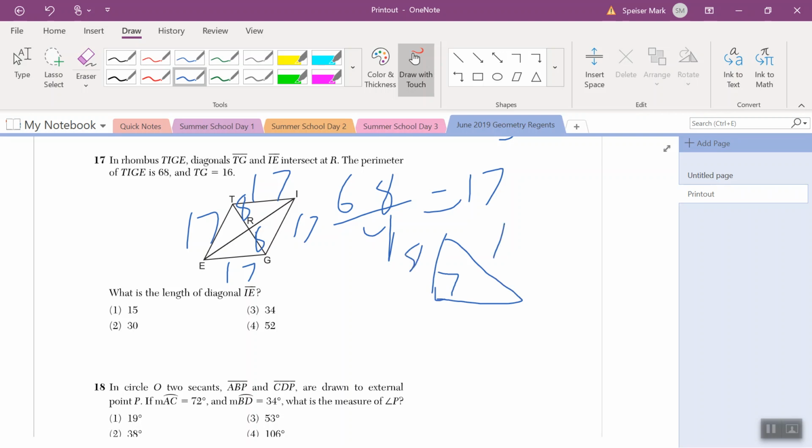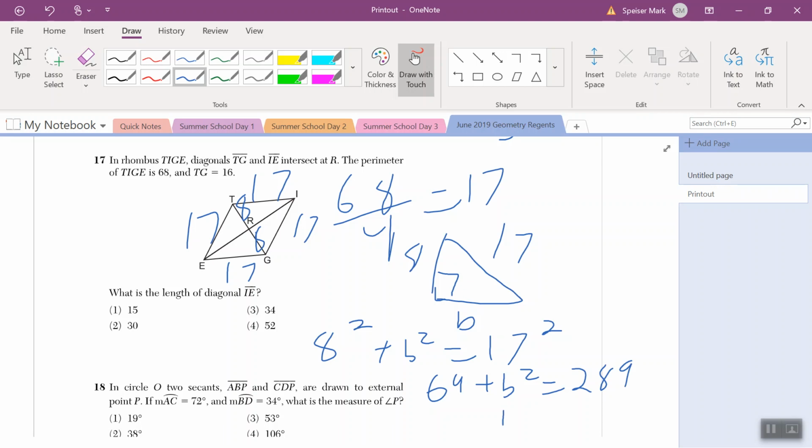You look at one of these right triangles of this rhombus, which has perpendicular diagonals. So this is 8, this is 17. Don't know what this is. Use the Pythagorean theorem. 8 squared plus b squared equals 17 squared. 64 plus b squared equals 289. Take away 64 on both sides. You get b squared equals 225, making b equal 15. Let's clean this up for a minute so we can continue.